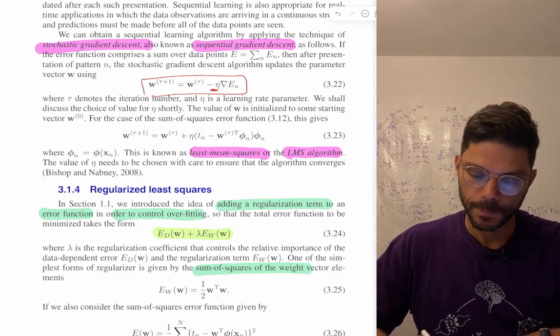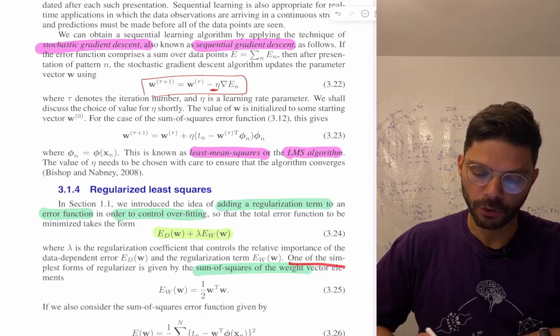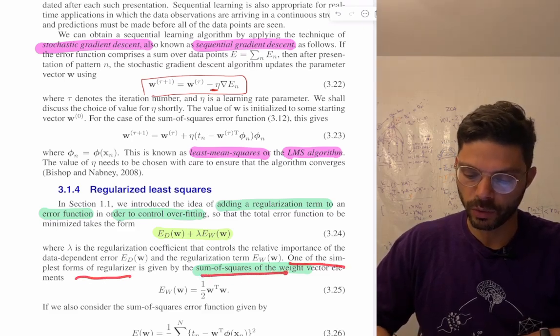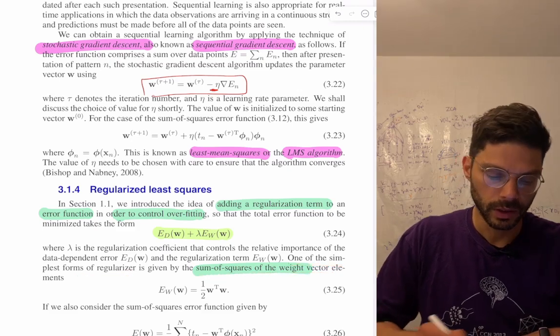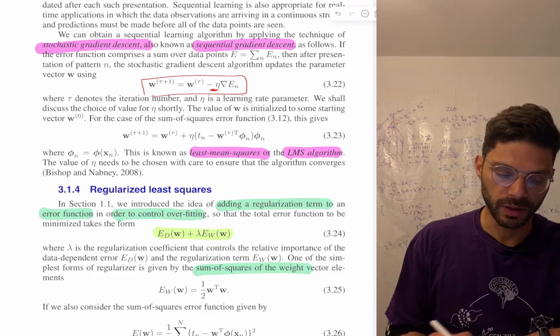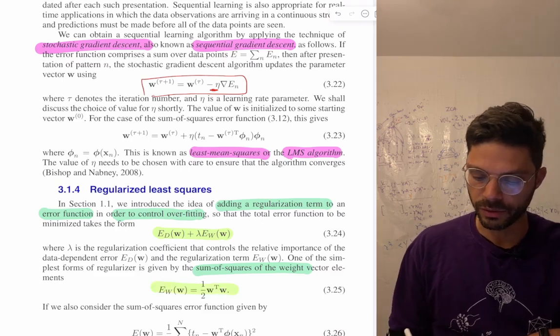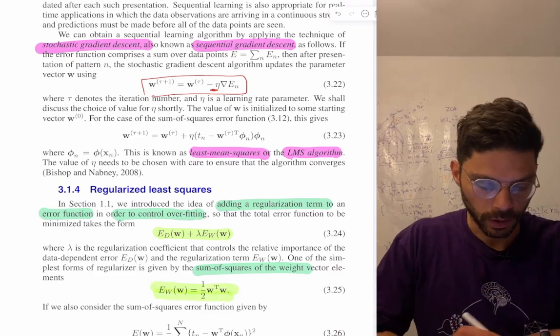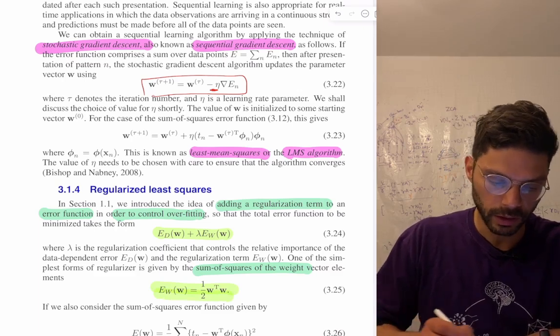Now, one of the simplest forms of regularizer is given by the sum of squares of the weight vector elements. Let's highlight this. It's really simple and also very easy to analyze, so it's always a good one to start with. And so what are we doing here with it?